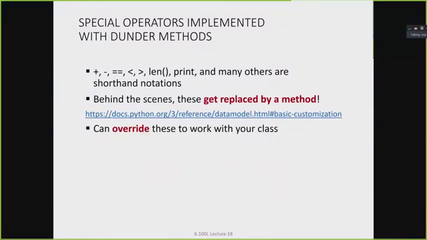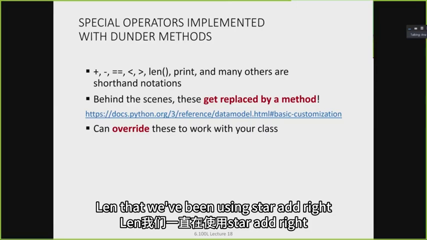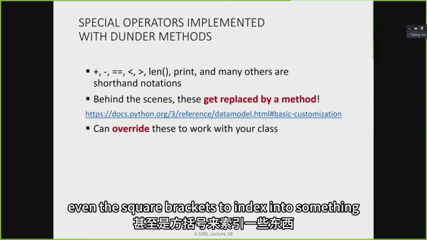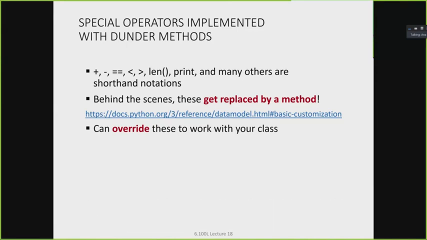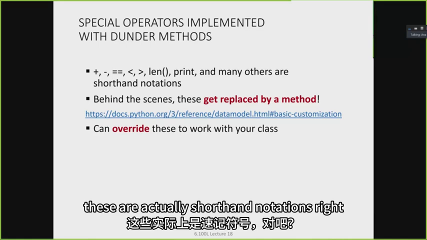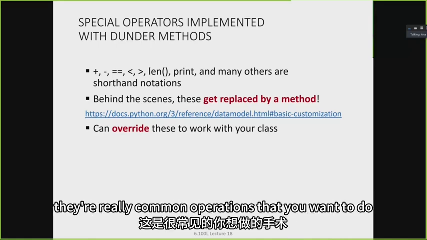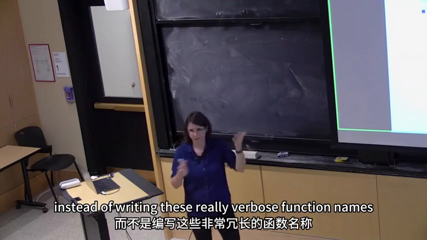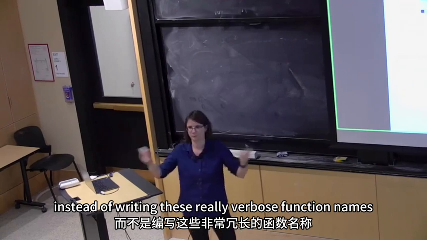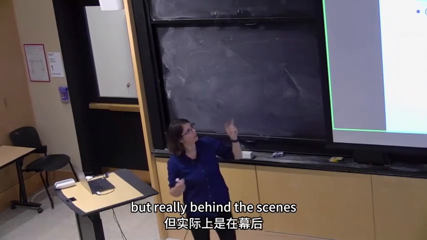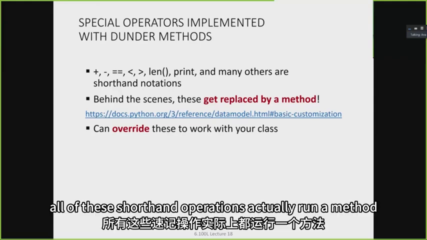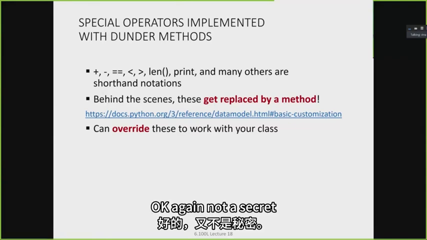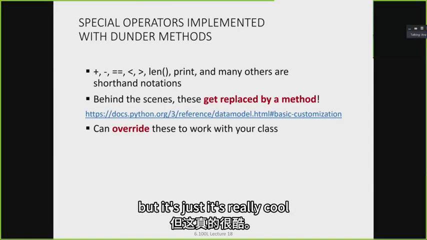All of these operators, print, len, that we've been using, star, add, less than, greater than, even the square brackets to index into something, these are actually shorthand notations. They're really common operations that you want to do, and Python lets you use these common operations instead of writing these really verbose function names. But really, behind the scenes, all of these shorthand operations actually run a method. Okay? Again, not a secret. I'm not lowering my voice because it's a secret, but it's really cool.